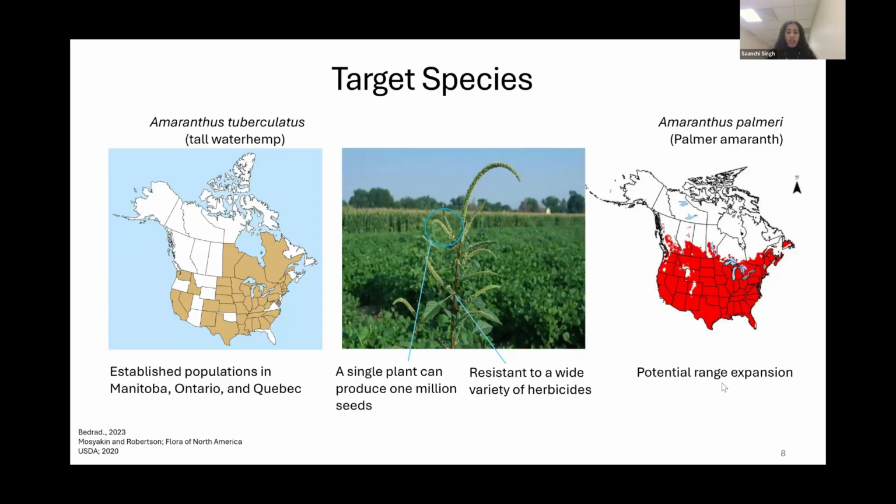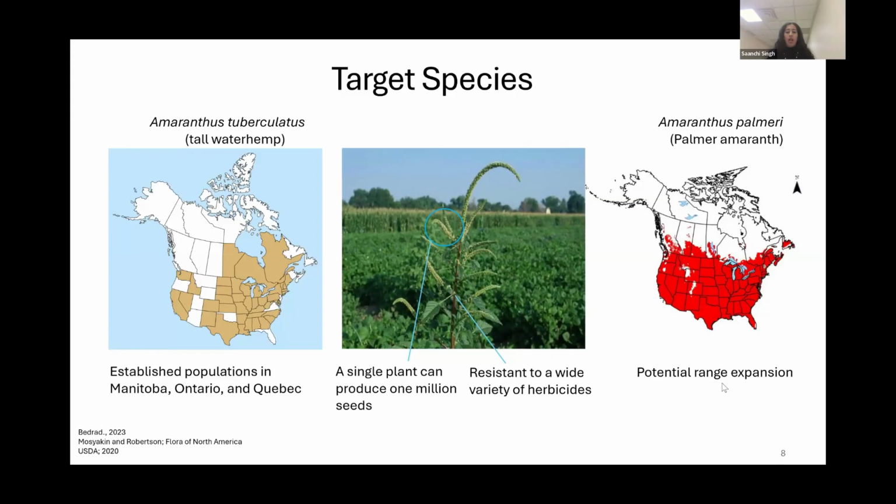Palmer amaranth, on the other hand, is not regulated in Canada, and it's not regulated federally in the States as well, but there are some states which regulate it. Down south, some like Iowa, Ohio, Minnesota, and a couple others. And even though Palmer amaranth is not regulated in Canada, it has the potential to expand northward, as seen in the map on the complete right, showing the potential range expansion of it.